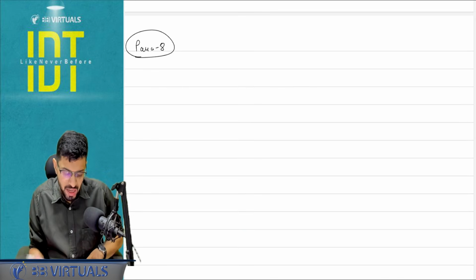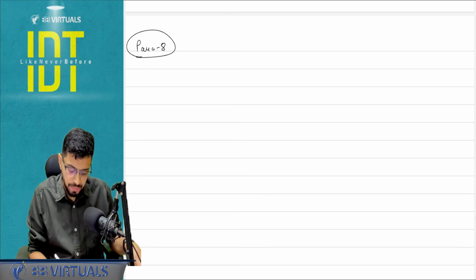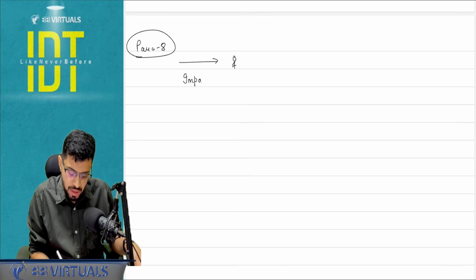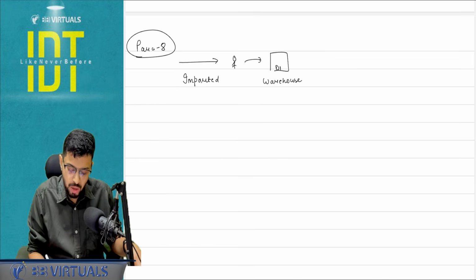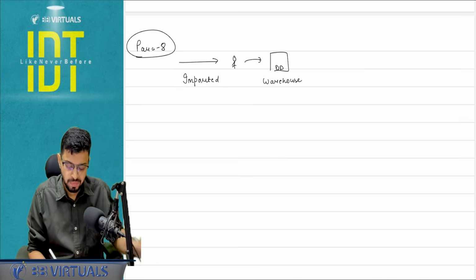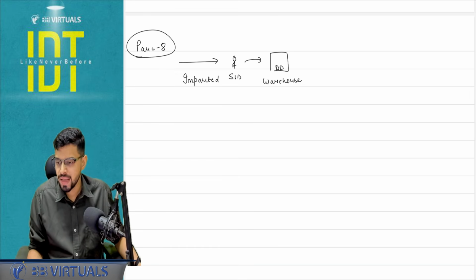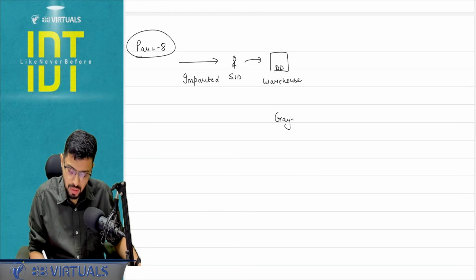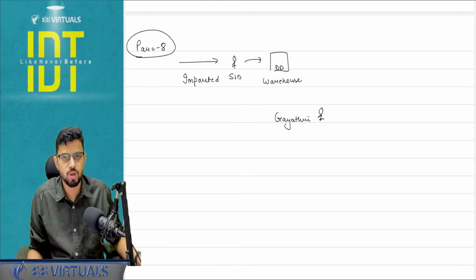Okay. So paragraph number 8, what is the situation? Pay attention. I imported certain goods, but I put them into the warehouse. The goods are lying in the warehouse. And let's say Gayatri comes to me and says, sir, I'm willing to buy these goods. I want it urgently. Can you sell the goods to me?